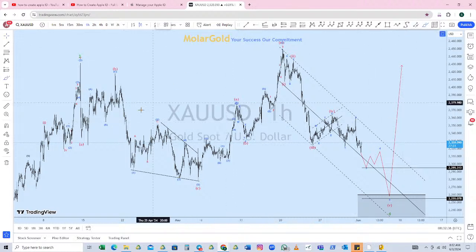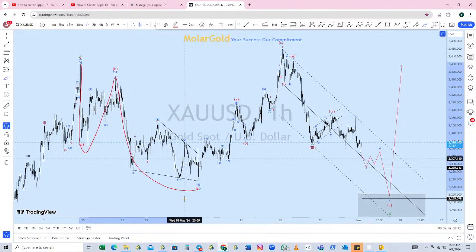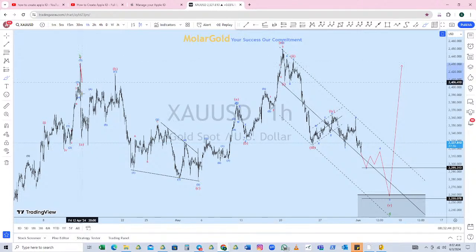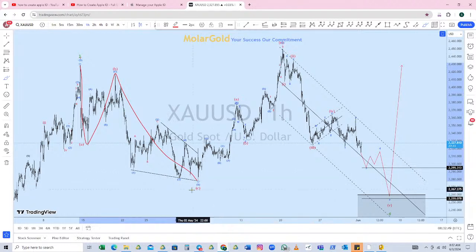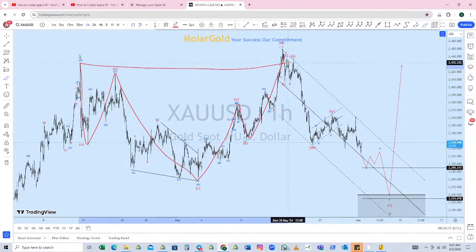Gold started with a simple three wave with A, with B, and then with C. Now let me draw it well. With A, with B, and then with C, like this. And then did another three wave with A, with B, and then with C. This gives us an expanded flat or a running flat.